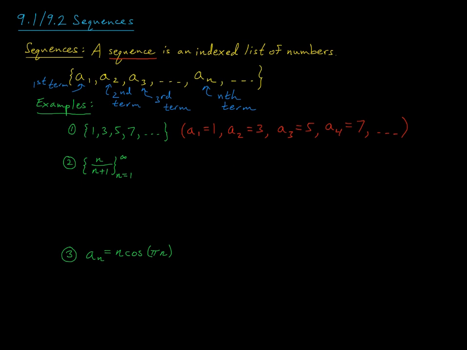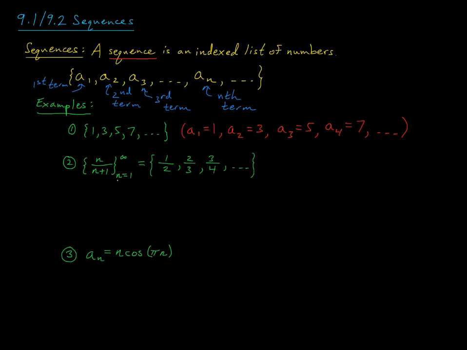So let's go ahead and write out the first couple of terms here. For the first term, if I plug in 1, I'll get 1 over 1 plus 1, which is 2. So 1/2 is our first term. If I plug in n is 2, I'll get 2 over 2 plus 1, which is 3, so 2/3 is the second term. Plugging in 3, I'll get 3 over 4, and so on and so forth.